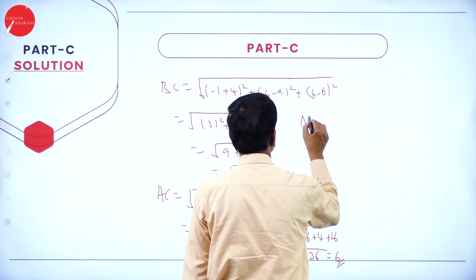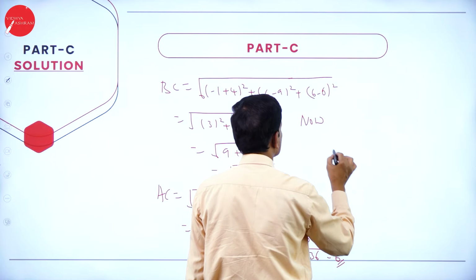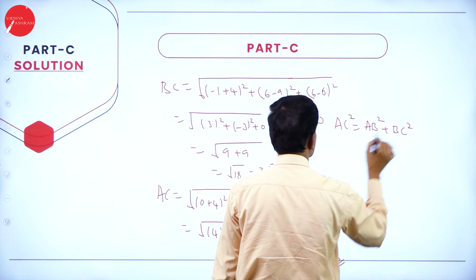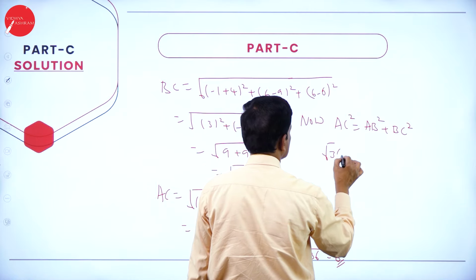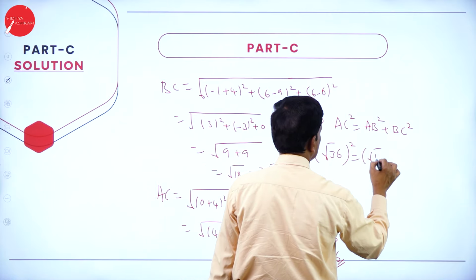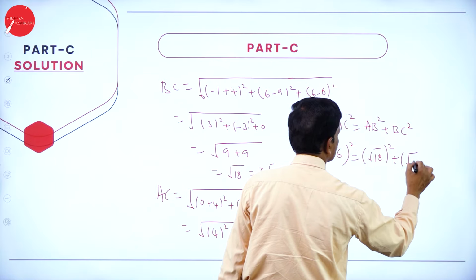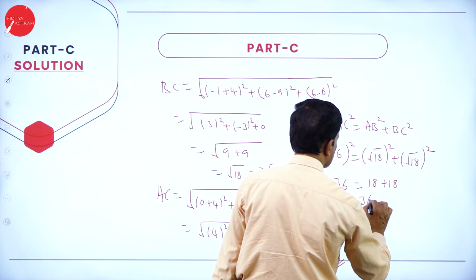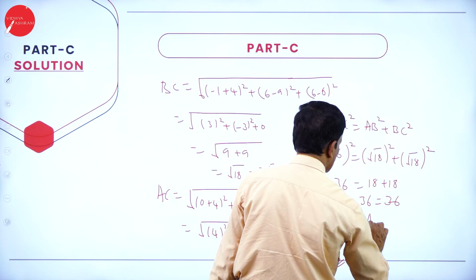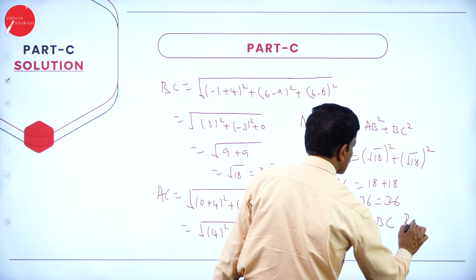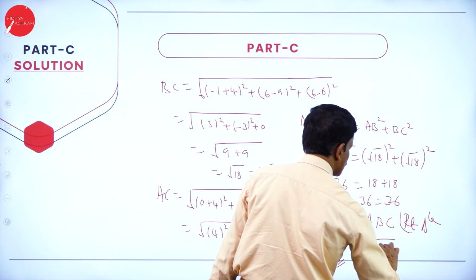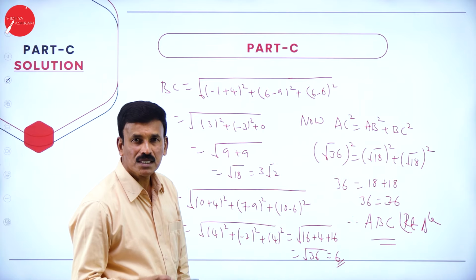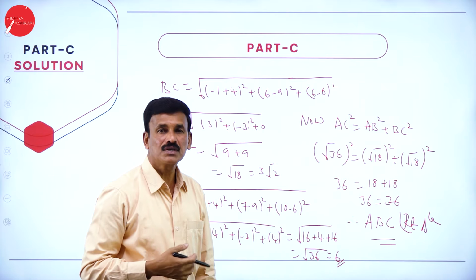Now just verify. What is the Pythagoras theorem? AC square is equal to AB square plus BC square. So what is AC square? Root of 36 whole square is equal to AB, root 18 whole square, plus BC, also root 18 whole square. 36 is equal to 18 plus 18. 36 is equal to 36. So therefore A, B, C are the vertices of a right angle triangle. This is a right triangle, that's it, because 36 is equal to 36. Pythagoras theorem is verified. This is how we are going to solve this problem.